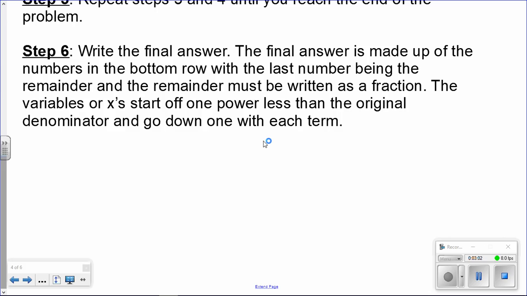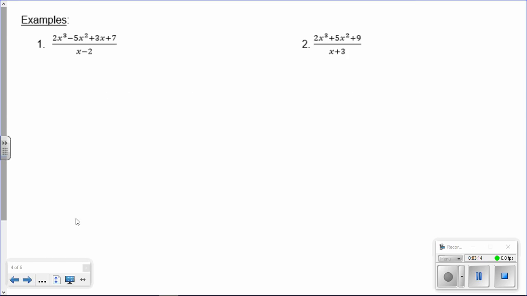Now, all of this probably sounds like just a bunch of talk and probably doesn't mean a whole lot to you, and that's okay, because we're going to do some practice problems. I think you'll find that the steps are a lot of words, but it's not as difficult as all that reading would suggest.